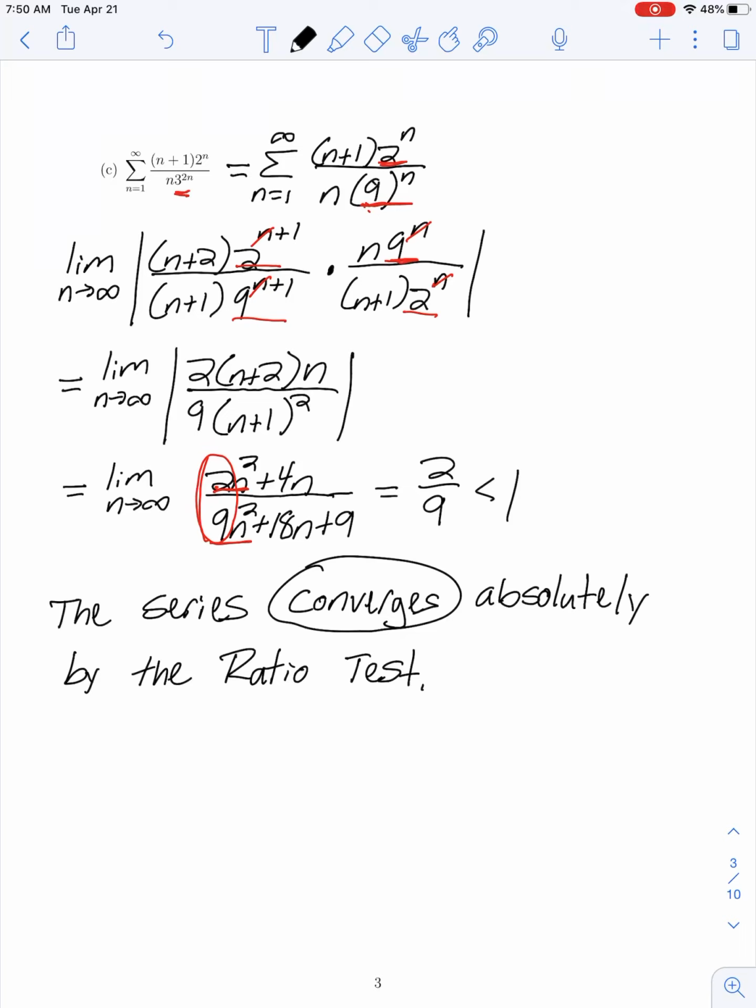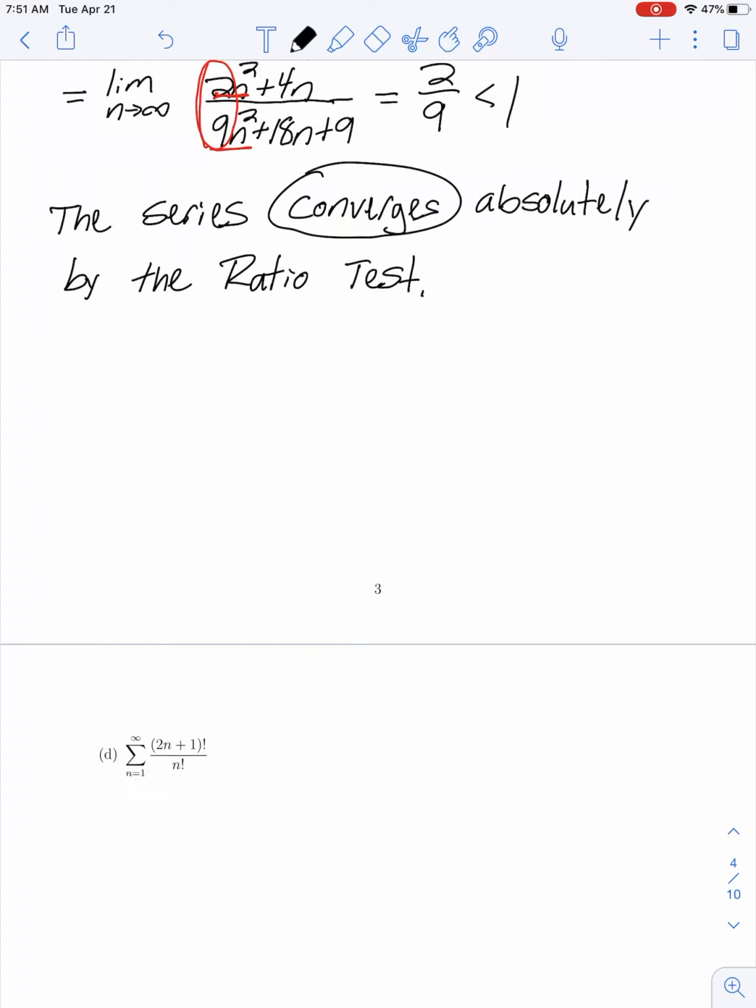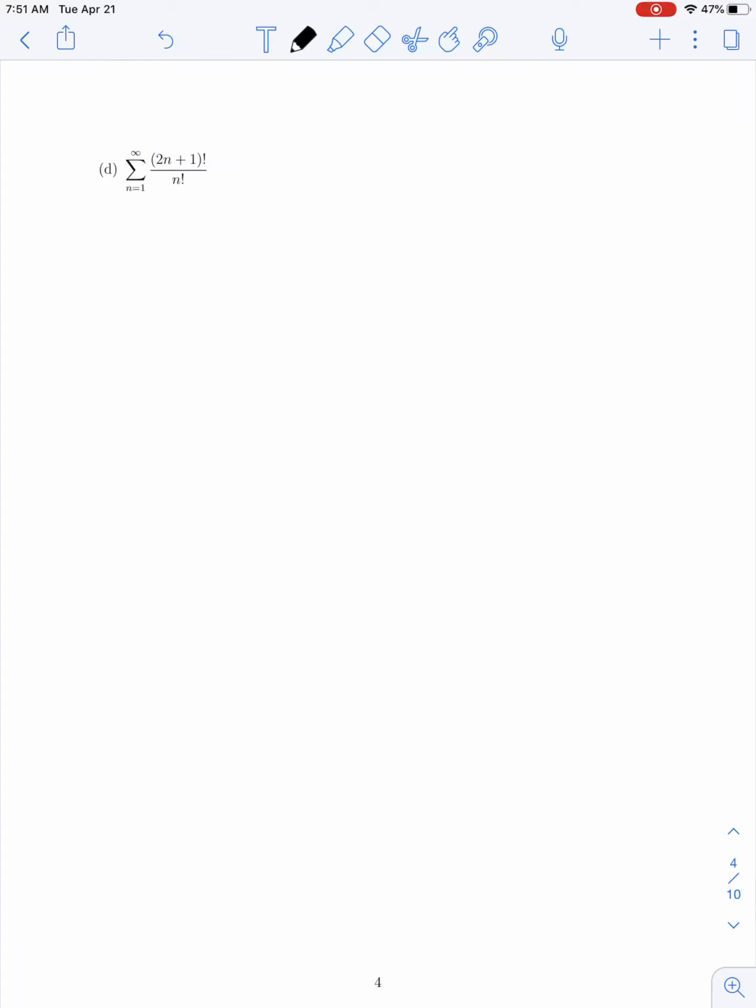All right. So in our first few examples, we were seeing convergence of these series, or absolute convergence, guaranteed by the ratio test. Let's look at another one. In part D, we have the sum from 1 to infinity of (2n plus 1) factorial over n factorial. So here immediately, as soon as I see those factorial expressions, I should think, let's try the ratio test.